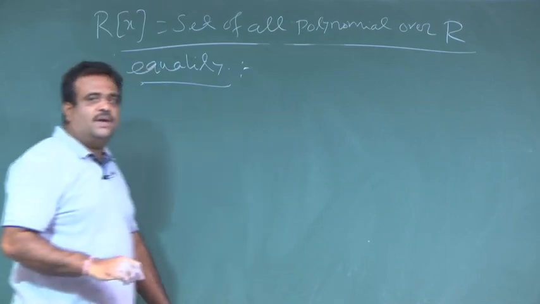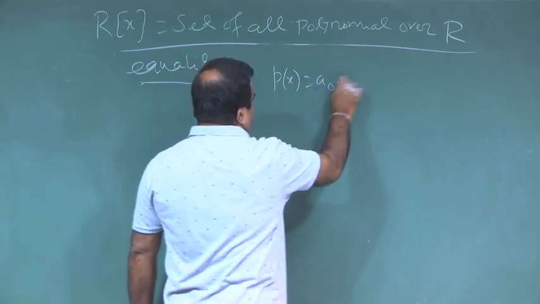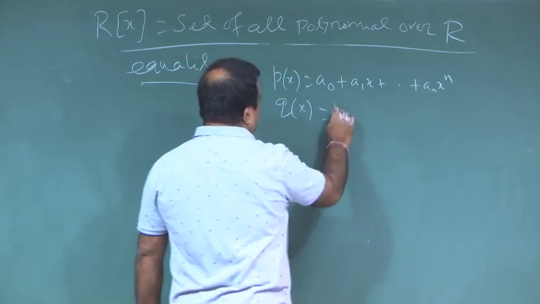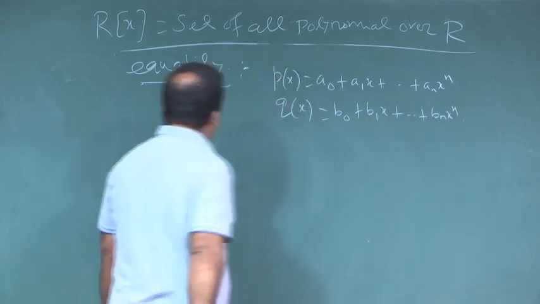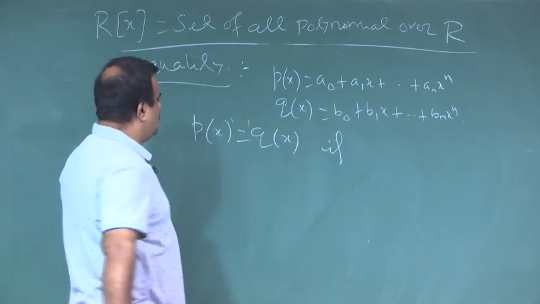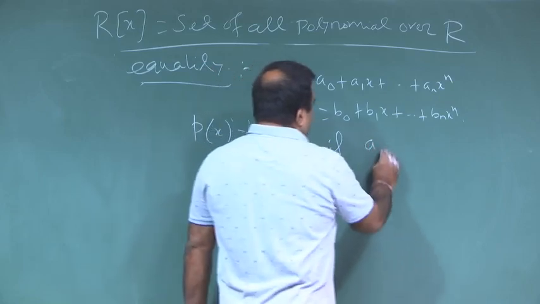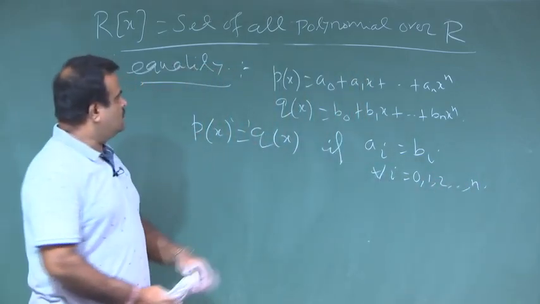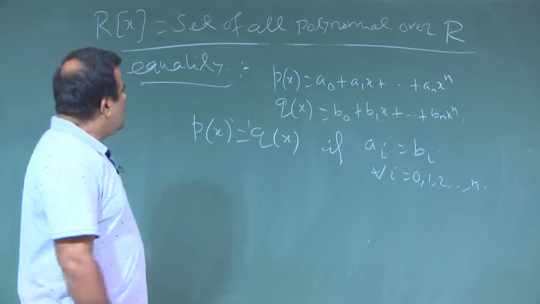Equality means that if you have two polynomials of the same degree, say p(x) = a0 + a1 x + ... + an x^n, and another polynomial q(x) = b0 + b1 x + ... + bn x^n, we say these two polynomials are equal if and only if their corresponding coefficients are the same, that is, ai equals bi for all i from 0 up to n. So a0 equals b0, a1 equals b1, a2 equals b2, and so on. This is the definition of equality of two polynomials.